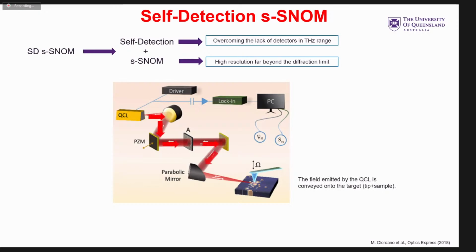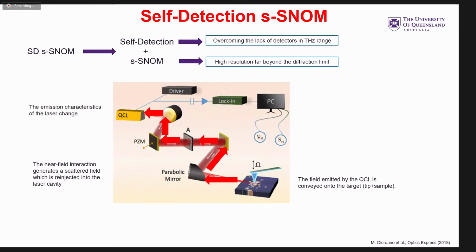The light emitted by the terahertz QCL is conveyed onto the target composed by tip and sample, and then the near field interaction generates a scattered field which is reinjected into the laser cavity. The interference between the reinjected field and the intracavity field changes the emission characteristics of the laser, like emission frequency, power, and voltage across the laser terminals. In particular, by measuring the voltage signal, it is possible to retrieve the properties of the target and reconstruct the dielectric function of the analyzed material with nanometric resolution.